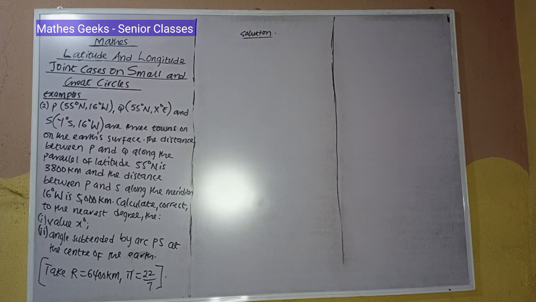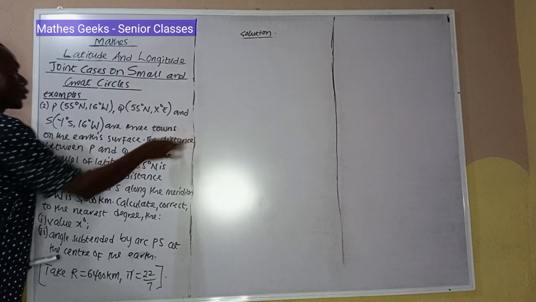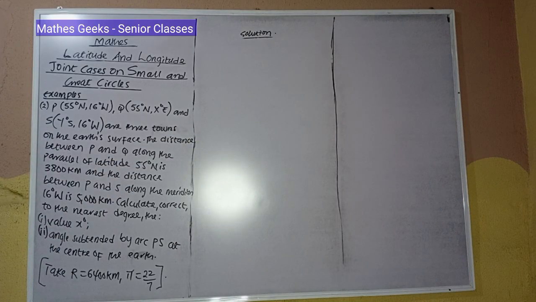Number 2, P 55 degrees north, 16 degrees west, Q 55 degrees north, X degrees east, and S Y degrees south, 16 degrees west are 3 towns on the Earth's surface. The distance between P and Q along the parallel of latitude 55 degrees north is 3,800 kilometers, and the distance between P and S along the meridian 16 degrees west is 5,000 kilometers. Calculate correct to the nearest degree the value x degrees to angles subtended by arc PS at the center of the Earth.